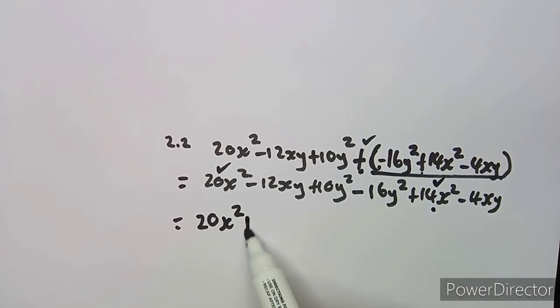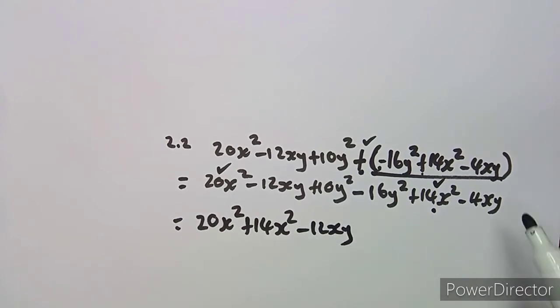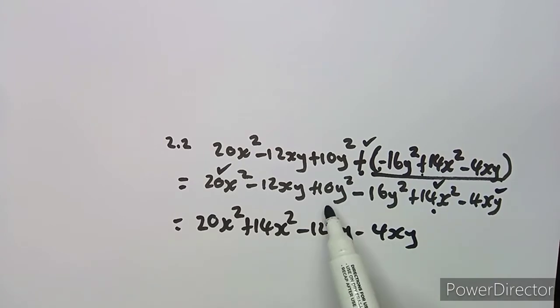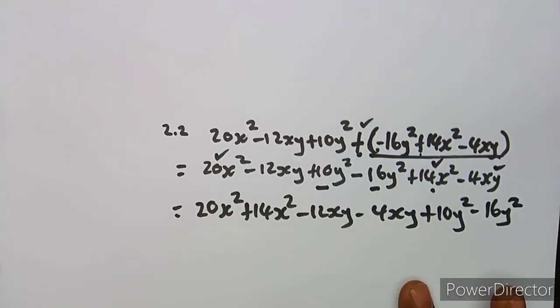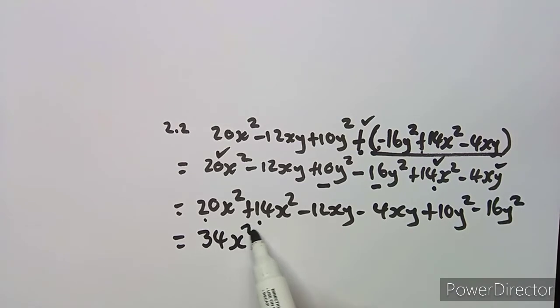When you've got 14x squared, collect them together, minus 12xy, like this, and we've got minus 4xy here, 10y squared and minus 16. So we've got plus 10y squared minus 16y squared, like that. All right, so at the end we have to add 20 plus 14, which is actually 34x squared, minus 12 minus 4. These are like terms.